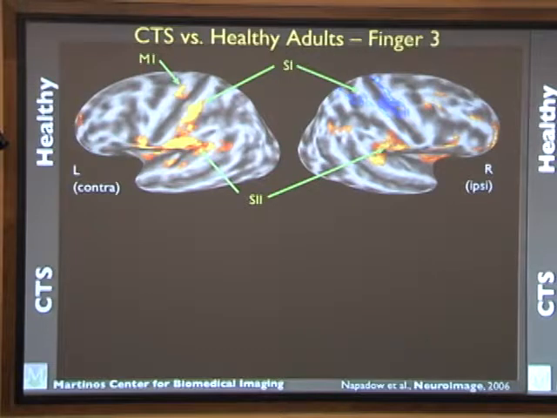And so what we see here is in healthy adults, there was a nice activation in the contralateral hemisphere in a part of the brain called S1, or the primary somatosensory cortex. We also saw activation in both hemispheres in S2, or the secondary somatosensory cortex. And we actually saw some deactivation on the ipsilateral side, the same side that the hand was being stimulated on, also in S1, or primary somatosensory cortex.